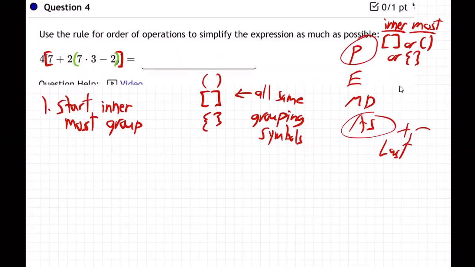So that means I'm going to start right in here, aren't I? With the 7 times 3 minus 2. And what am I going to do first? I'm going to multiply 7 times 3 to be 21. See that right there? So let me bring that down. So it's 4 bracket 7 plus 2.